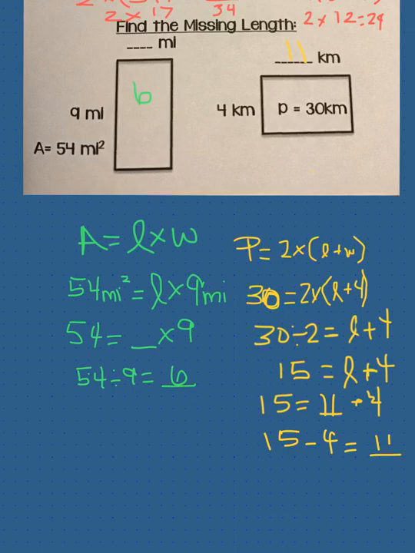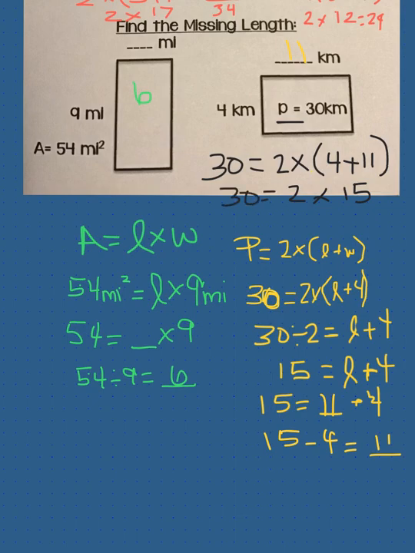And then I'm just going to make sure that it works. I'm going to plug it into my formula. So if I go 30, right, that's my perimeter, equals 2 times the sum of 4 plus 11, now that I have my length. Okay, 4 plus 11 is 15 times 2. Does 15 times 2 equal 30? Well, 15 plus 15 equals 30, so that is correct.